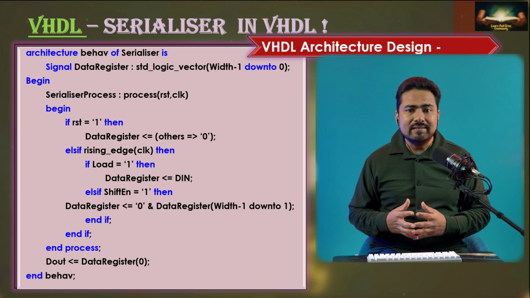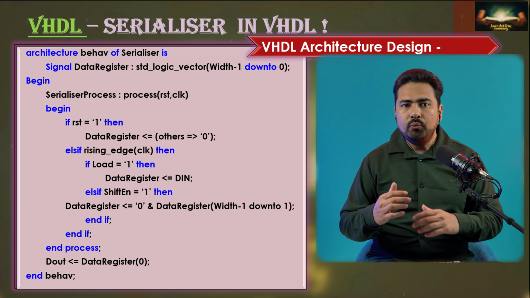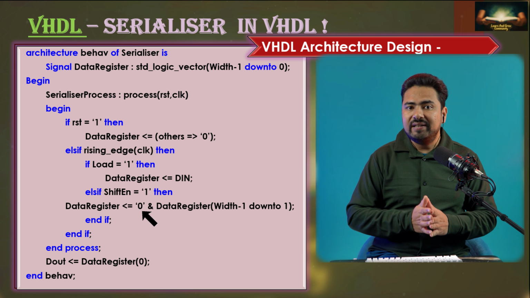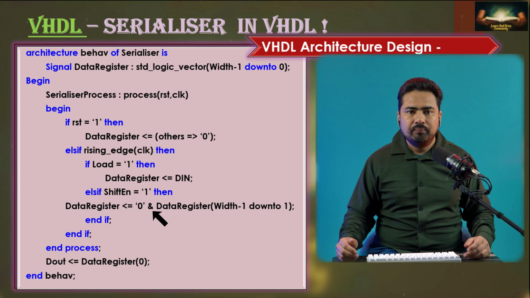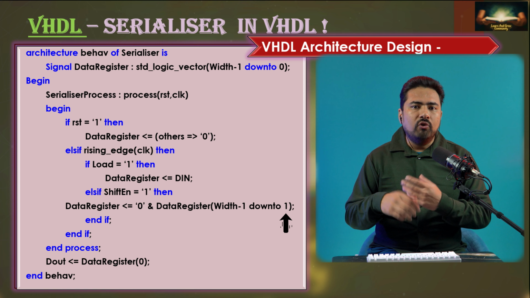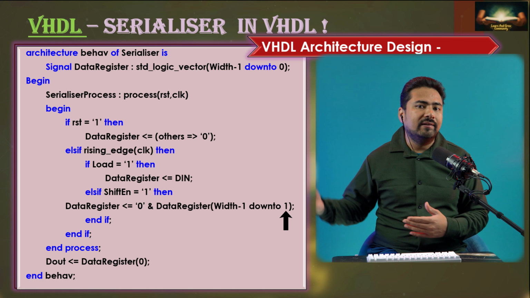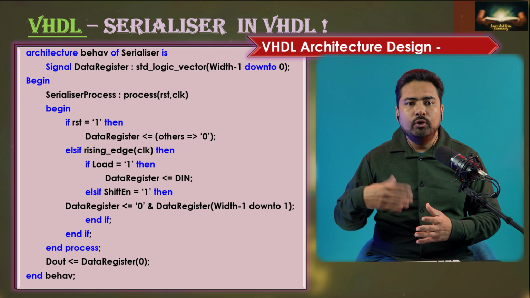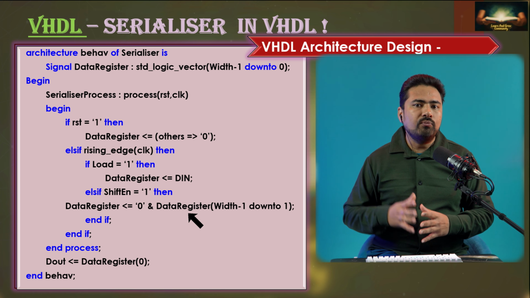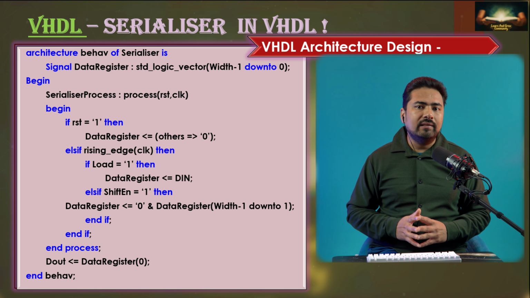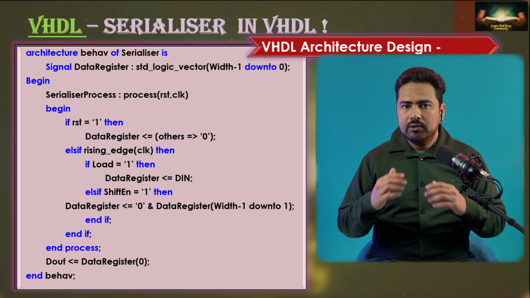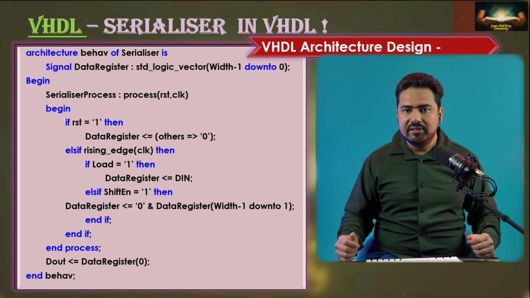So let's understand this once again. We inserted 0 from the left side of the data register using the concatenation operator. Why? Because 1 bit is shifted out from the data register, as the new range is data register width minus 1 down to 1. And now the data register length is not matched. So this is not allowed in VHDL.